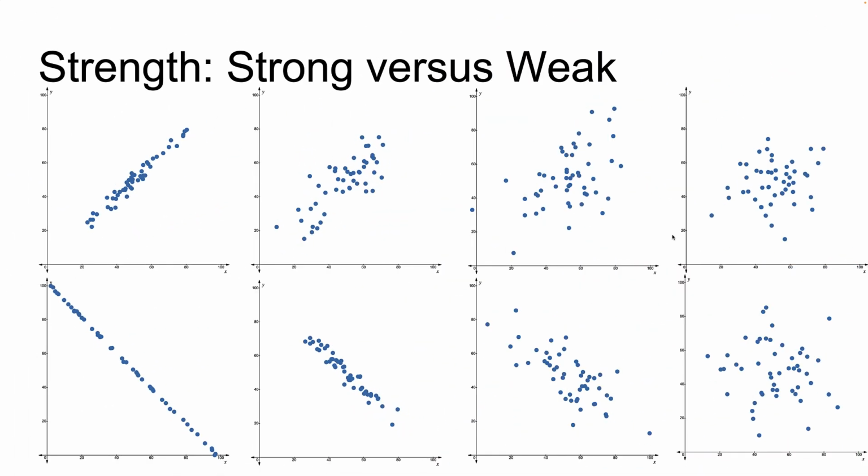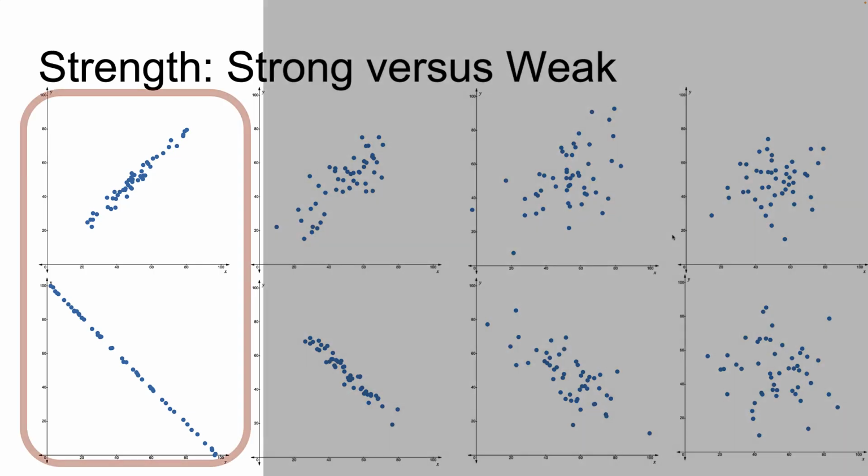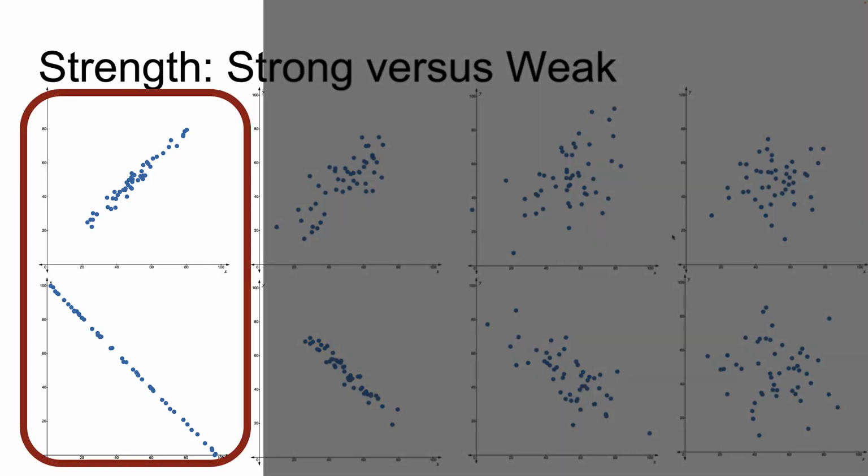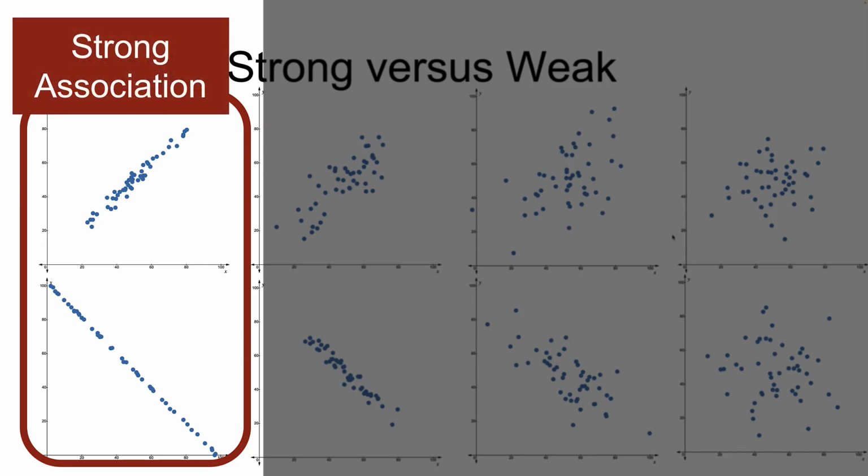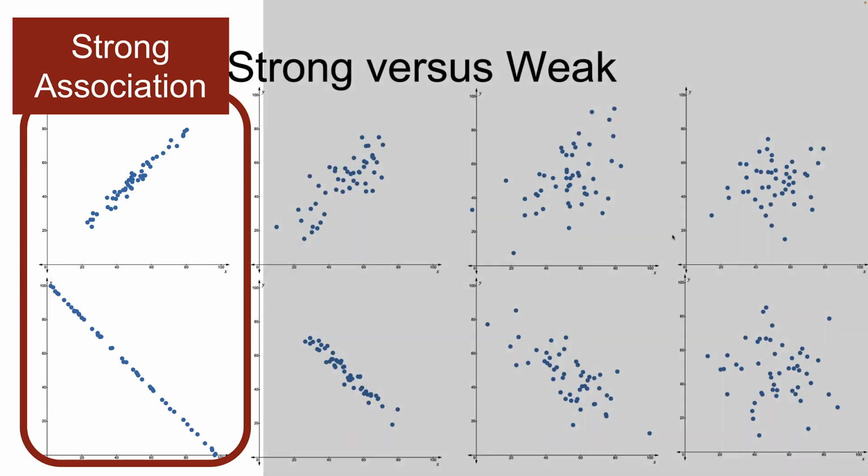Now let's take a look at these same graphs, but instead let's look at the strength of the graphs. Strong graphs are when the data fit closely or tightly together. Weak graphs are when the data is more scattered. So with the graphs on the left, those graphs are very tight. In fact, they almost look like they're in a straight line. We would say that those two graphs have strong association.